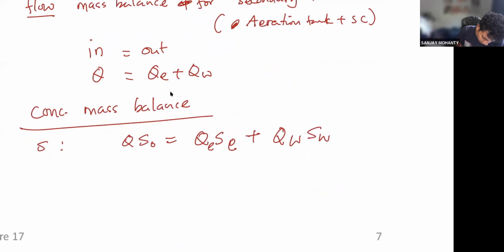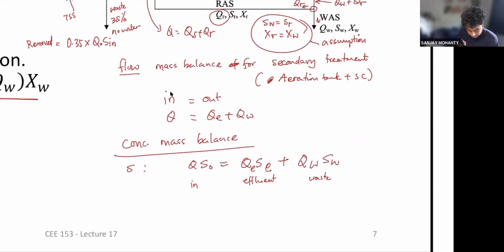This is basically the amount of BOD coming into the secondary treatment units. This is what's leaving in the wastewater, and this is what is in the waste itself. So this is effluent, this is waste, and this is in. And BOD is not produced. BOD is destroyed.